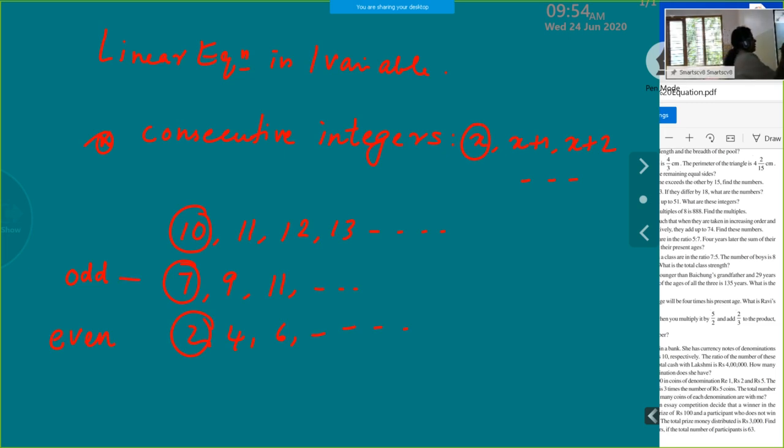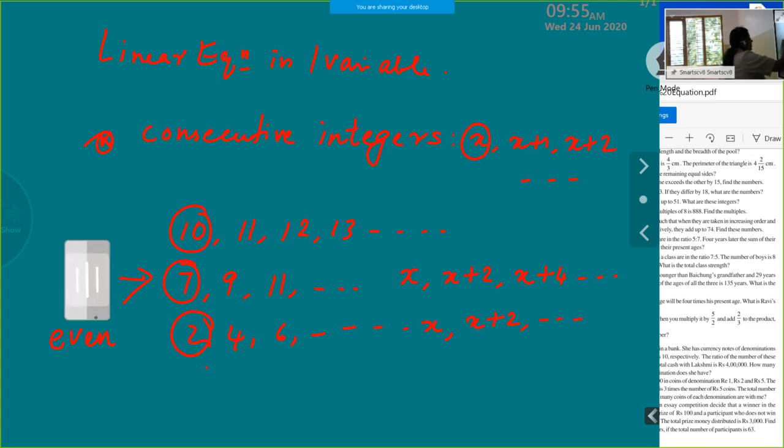Similarly, odd integers. The first number I take as x. Then what is the difference between the numbers here? 2. So we write x, x plus 2, x plus 4, etc. Same is the case with even integers, because the difference between the even integers is also 2. So we can write x, x plus 2, etc. are the consecutive even integers.